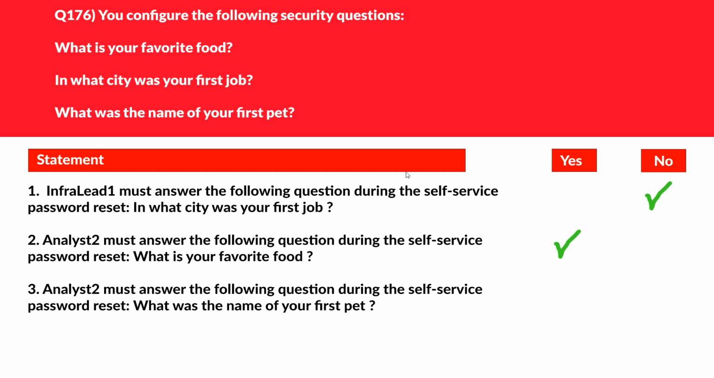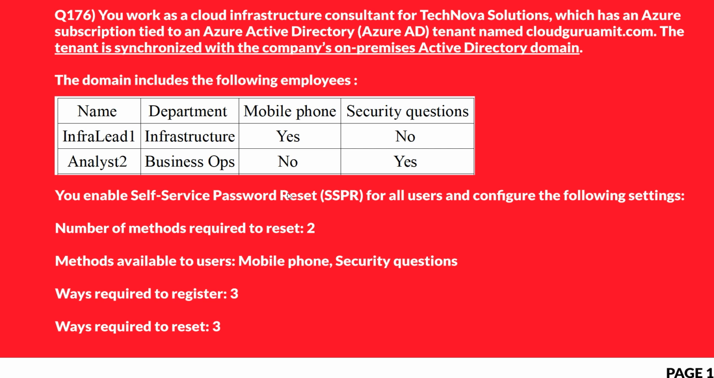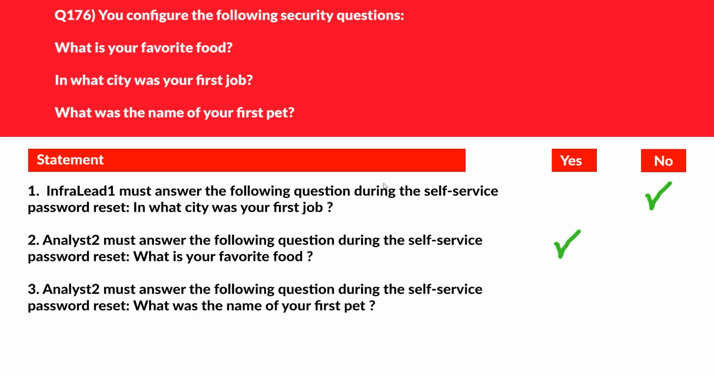Now let's move to statement 3. It says analyst 2 must answer the following question during the self-service password reset: what was the name of your first pet? So again, just like the last one, analyst 2 has valid security questions, making this prompt possible during a reset. Therefore the answer is yes. Again, we'll log this as our final answers.